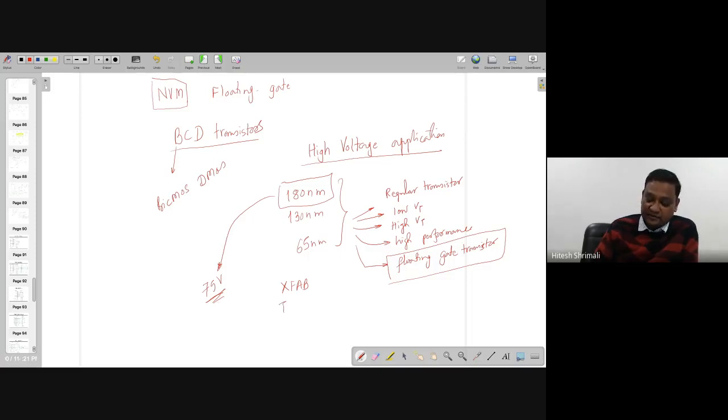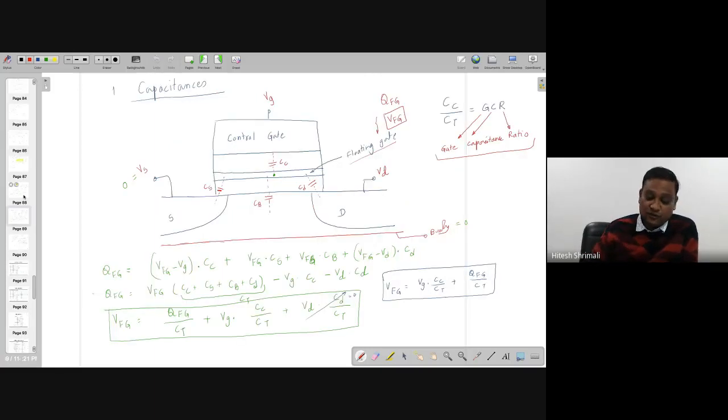Even Tower Jazz is also allowing such technology where, even though you are at 180 nanometer or 130 nanometer, the supply voltage is much beyond just 1.2 or 1.8 volt. It's going to be in the range of 15 volt, 20 volt. You can apply, no problem. So I'm talking about that technology, where the gate voltage is not just 1.2 volt or 1.8 volt, even though it's at 180 nanometer.